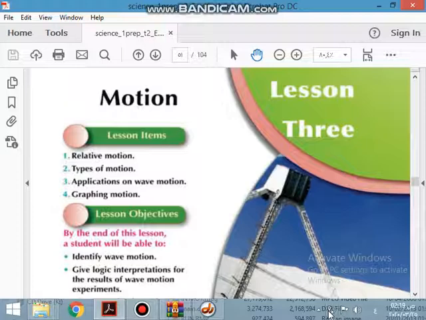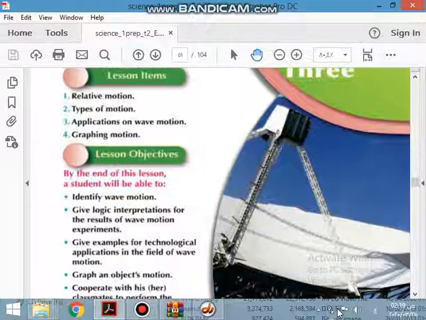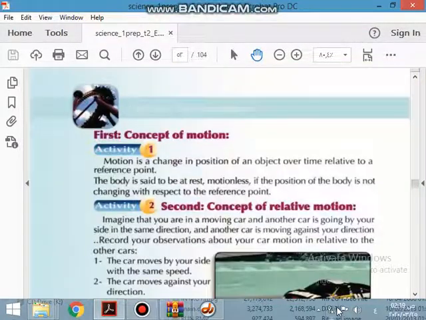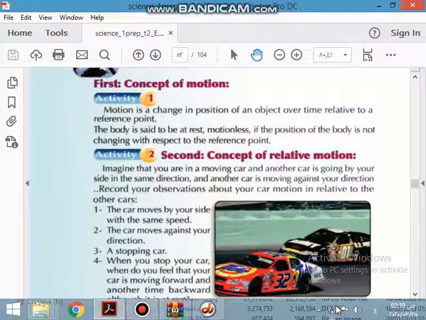Today we will explain lesson 3 in unit 2, motion. First, we must know what is the meaning of motion. Motion is a change in position of an object. What is motion? It is a change in position of an object from a place to another relative to a reference point. Later we will know what the reference point means.